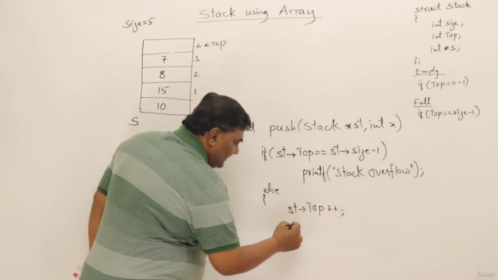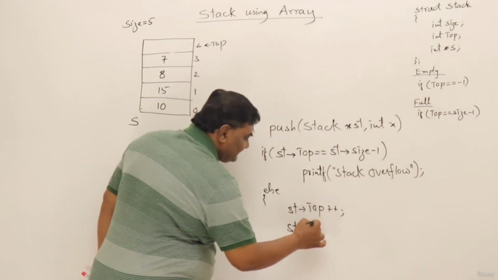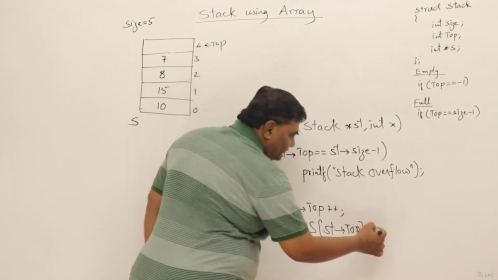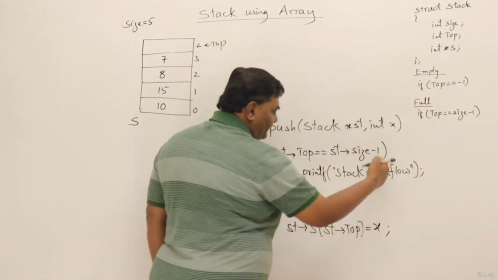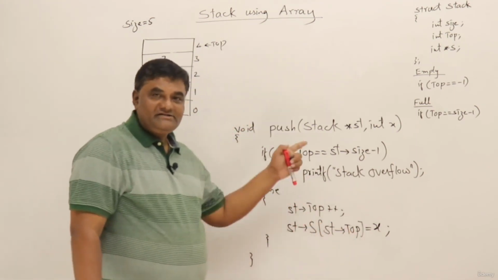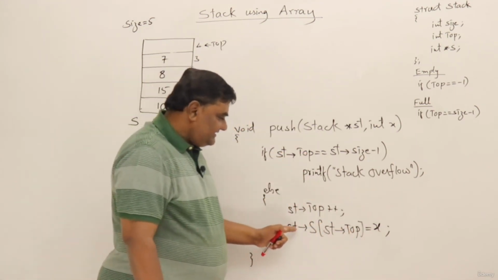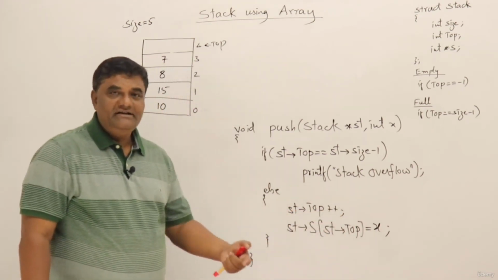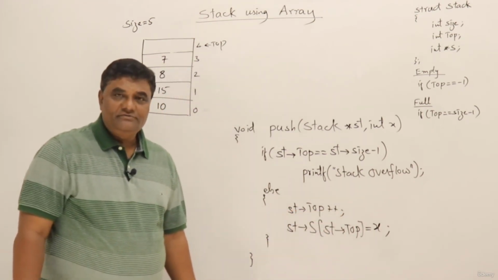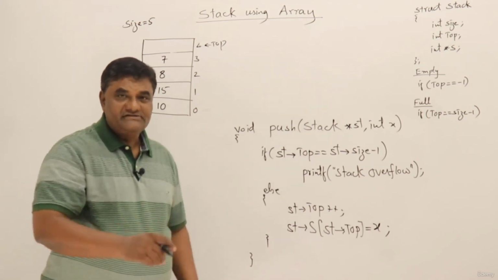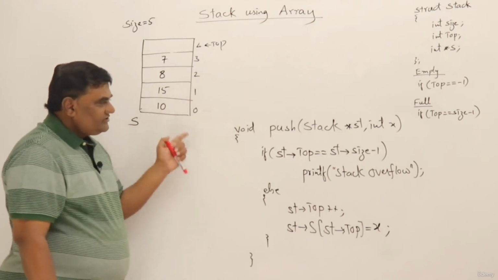So I have to say st is s, then st is top. And here the value x is stored, the value that we want to push. See, actually this is s of top, but both are inside the structure. So I am writing st is s and st is top. This is the style of code we will be writing in the remaining functions also. Remember that these things are inside the structure, which we have already discussed. So this is the method for pushing a value.